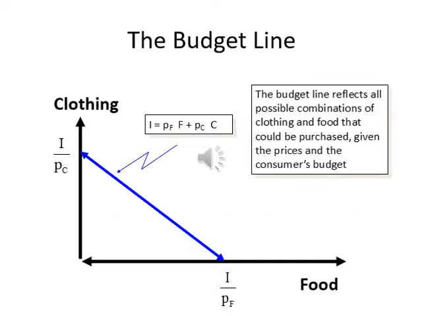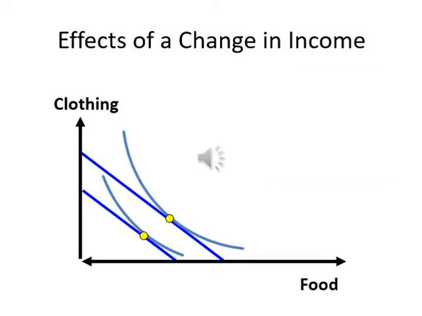The budget line. The budget line reflects all possible combinations of clothing and food that could be purchased, given the prices and the consumer's budget. Effects of a change in income.